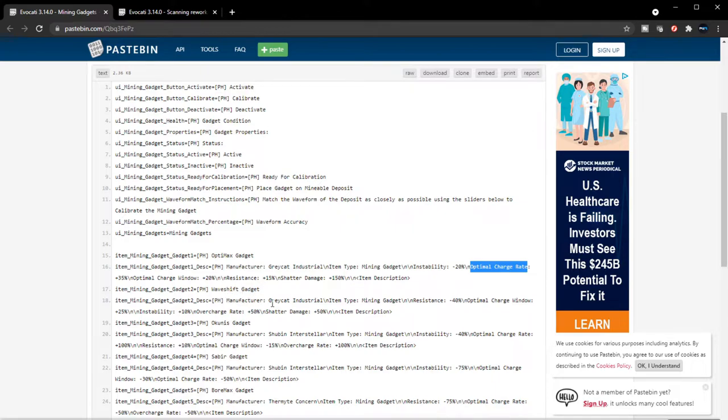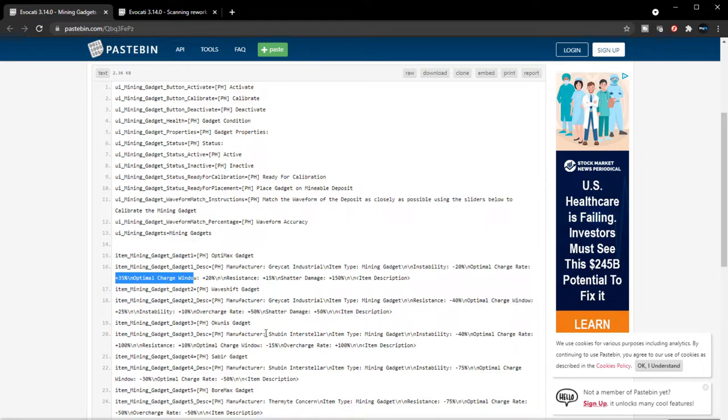Wave Shift gadget. What is this? Gray Cat Industrial. Resistance minus 40%. Interesting. Plus 25% in instability. Is that a minus? That's a plus, right? It's a plus. Okay, so this one is mostly focused on reducing resistance. With the OptiMax, the charge window and the charge rate are the main benefit. And then the Wave Shift reduces resistance. Interesting. Okay.